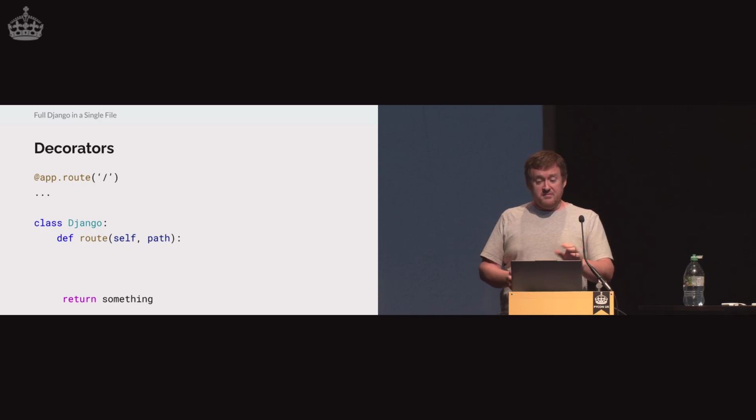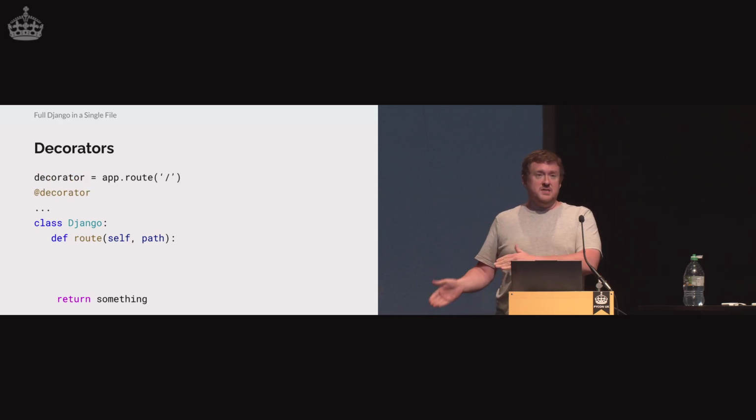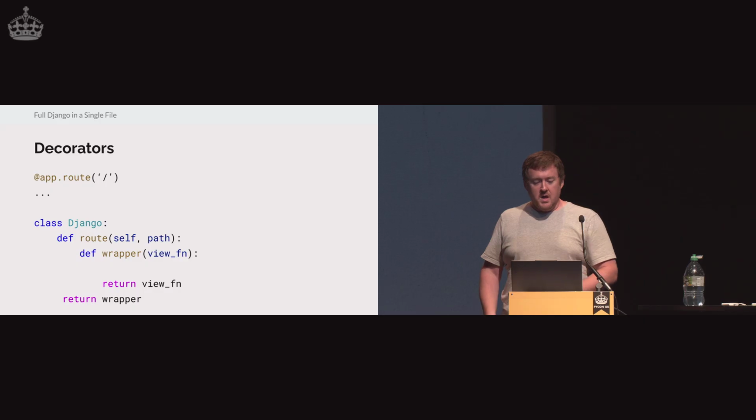So we can ignore the app for a second. App.root will be called first, before it's treated as a decorator. So we could actually rewrite it like this. Whatever root returns is going to be the decorator now. So our root function now needs to return the decorator, a function which takes our view function as an argument and returns it like it did before.